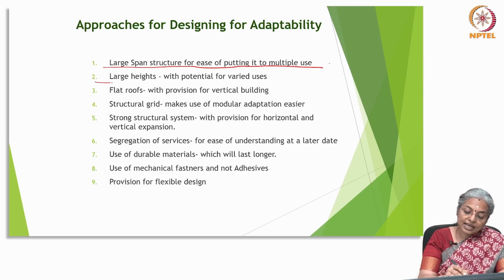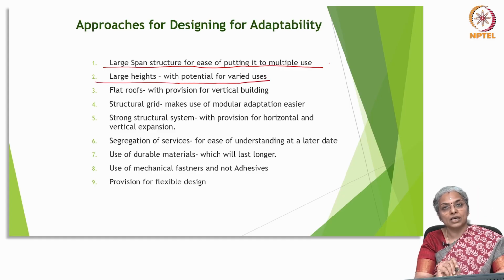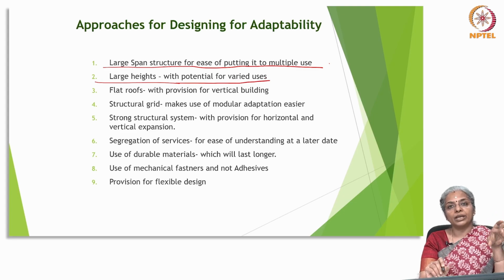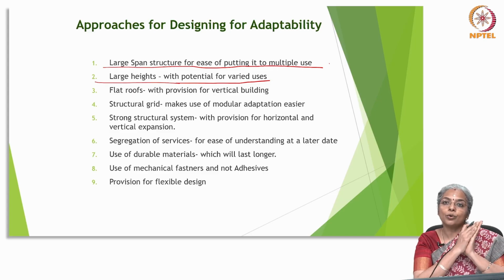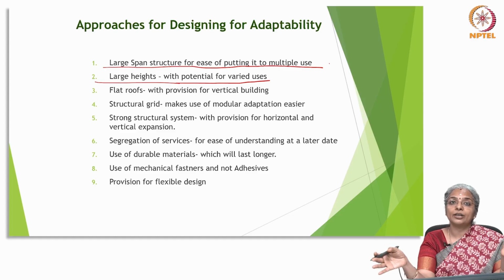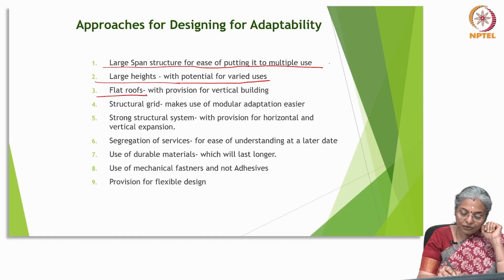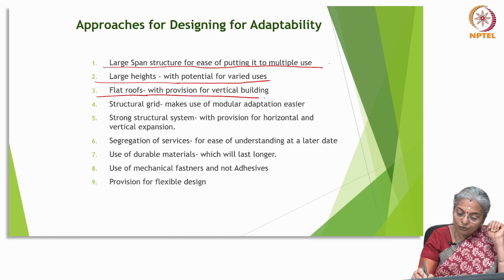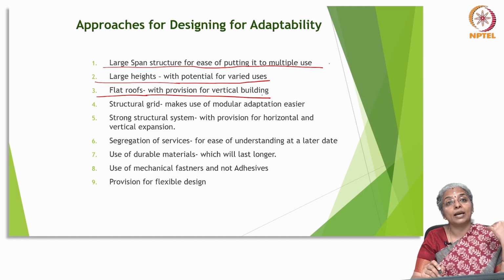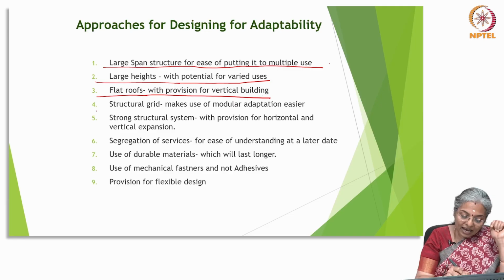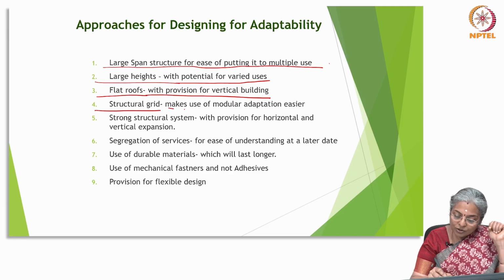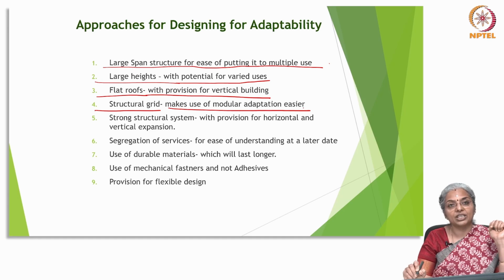Also, start designing for large heights, which can have potential for varied uses. So, instead of a routine regular height, start looking at larger heights, so that when you don't want that space to be utilized for what it was built for, it can be translated into multiple uses in the same space. Try to design with flat roofs which have provision for building vertically, so you will be able to go vertical. Have a structural grid and also make use of modular adaptation easily.